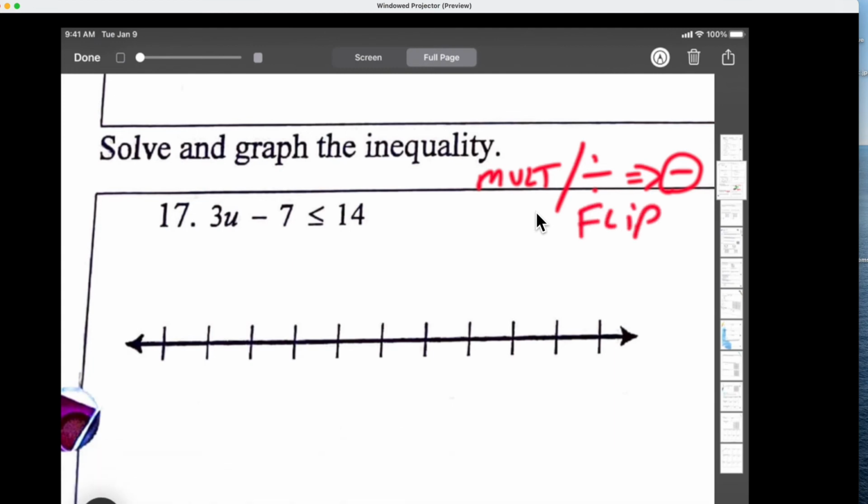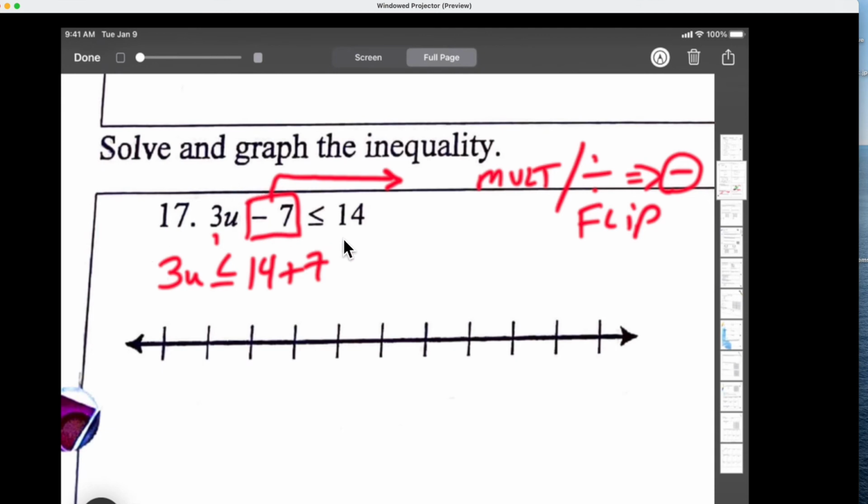Okay. So we're trying to solve for u. What's preventing us from doing that? We have two neighbors. We have one in tight with the u, that's the 3, and then we have the one further separated. So I'm going to take this negative 7, I'm going to move it to the opposite side, and I'm going to change the sign. So I'm going to have 3u is less than or equal to 14 plus 7.